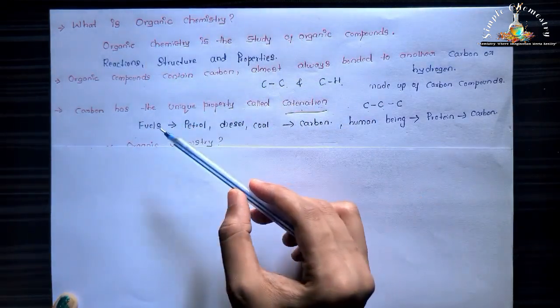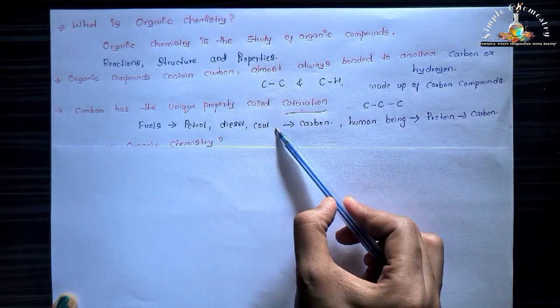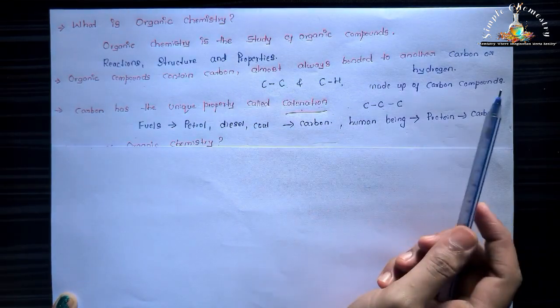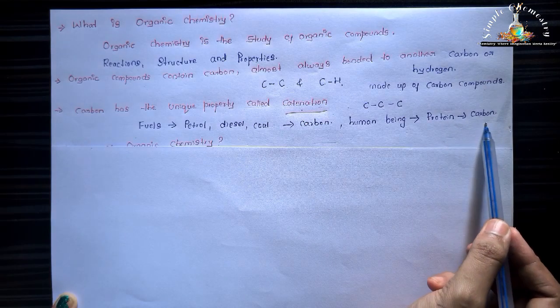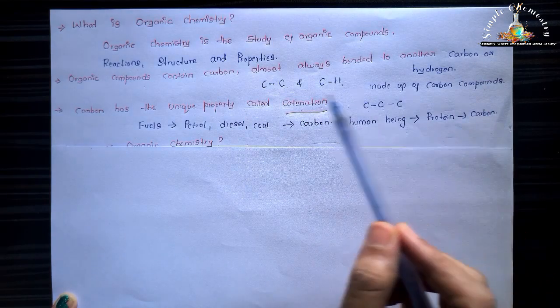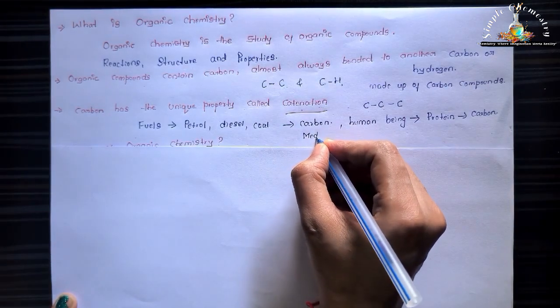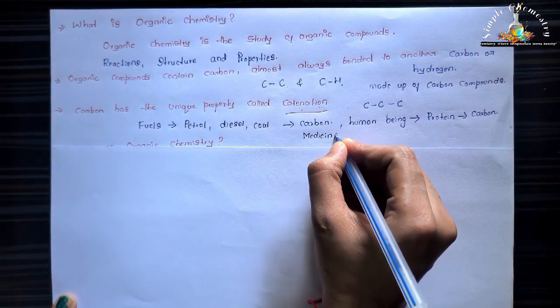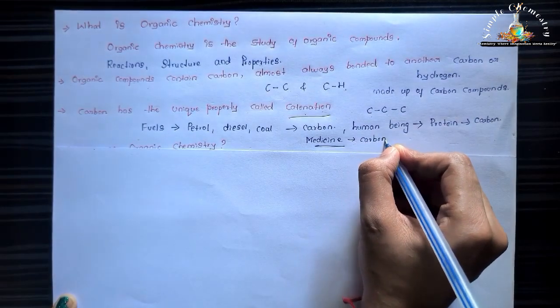What are the applications of organic chemistry? I said we are using fuels, like petrol, diesel, coal. What do they contain? Carbon. And human beings contain protein. Protein also contains carbon and hydrogen. And we use medicine. The medicine also contains carbon compounds.